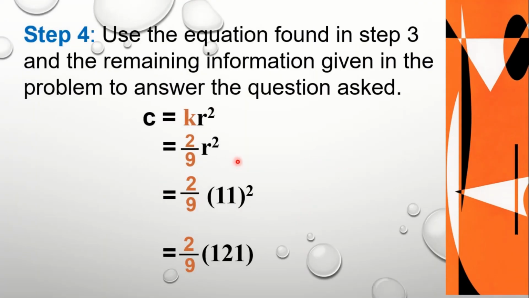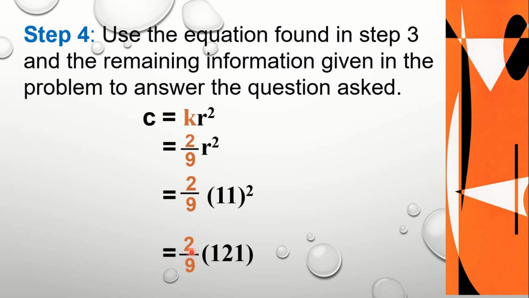Step 4, we have to use now the equation found in step 3 and the remaining information given in the problem to answer the question asked. So C is equal to K times R squared. Then the constant is 2 over 9 times the new value of the radius, then square. The new value of radius is 11, then square.